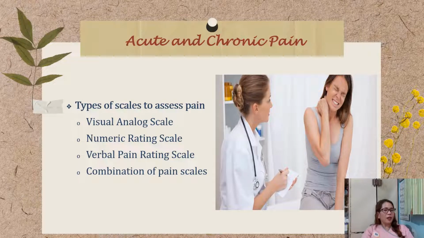There are types of scales to assess the pain of your client. You can use the visual analog scale. Actually, it's a horizontal, parang ruler lang yan, tapos meron siyang calibration. The numeric rating scale and the verbal pain rating scale, or a combination of pain scales. Yun yung gagamitin natin to assess the client's pain.